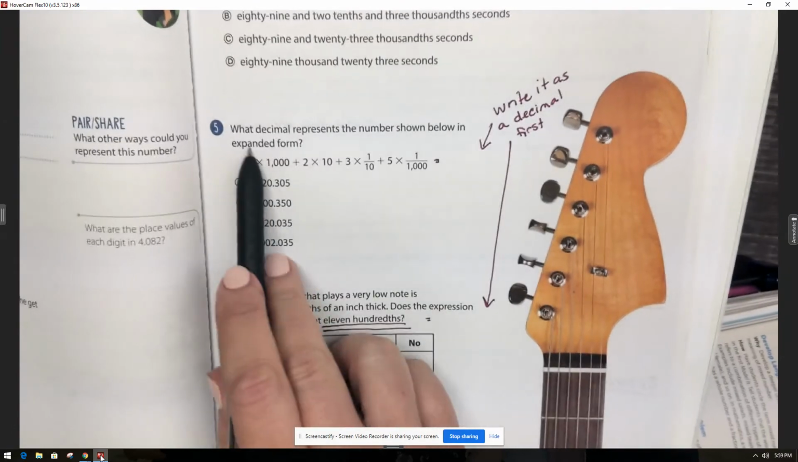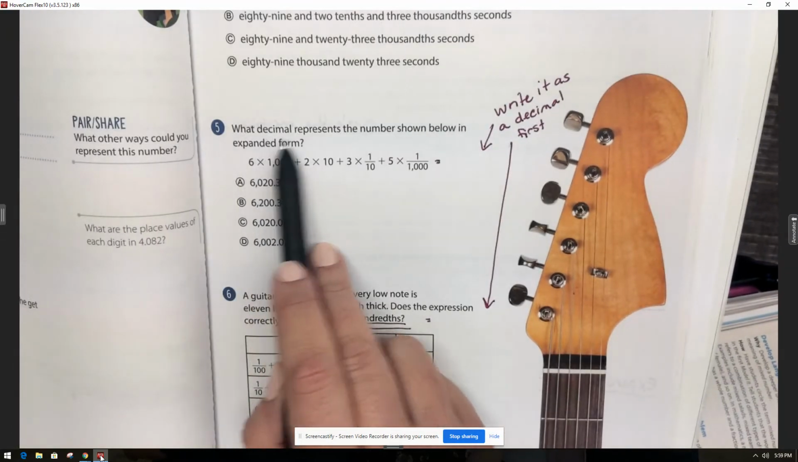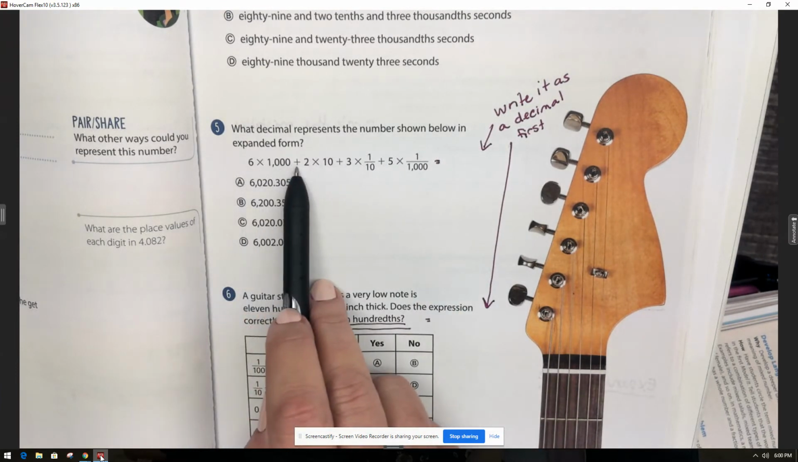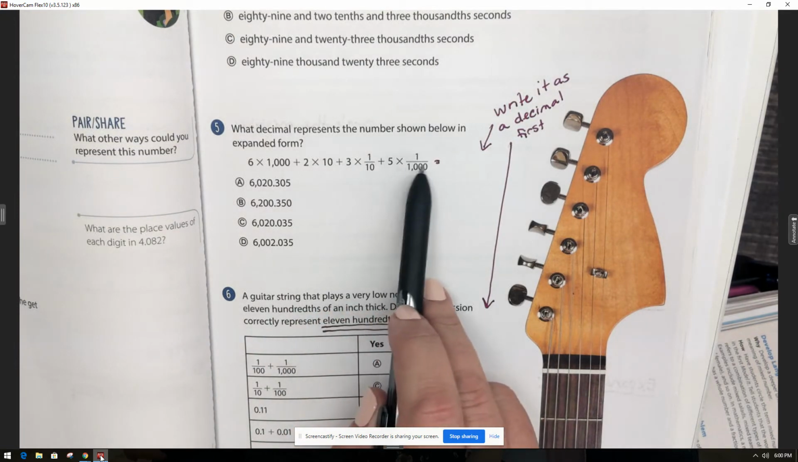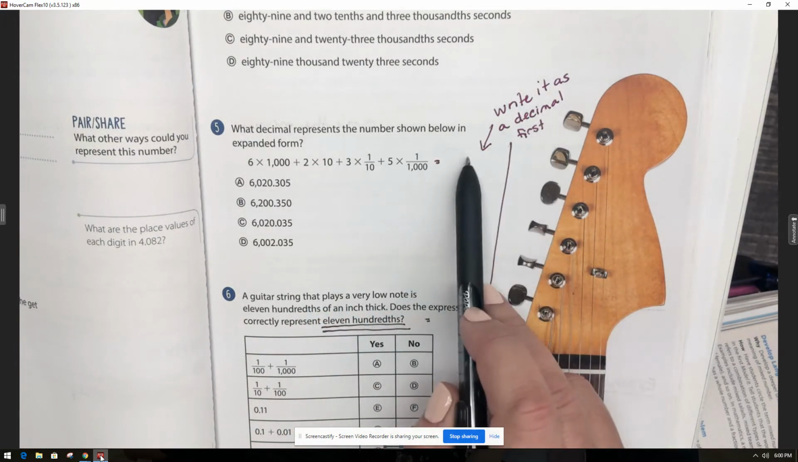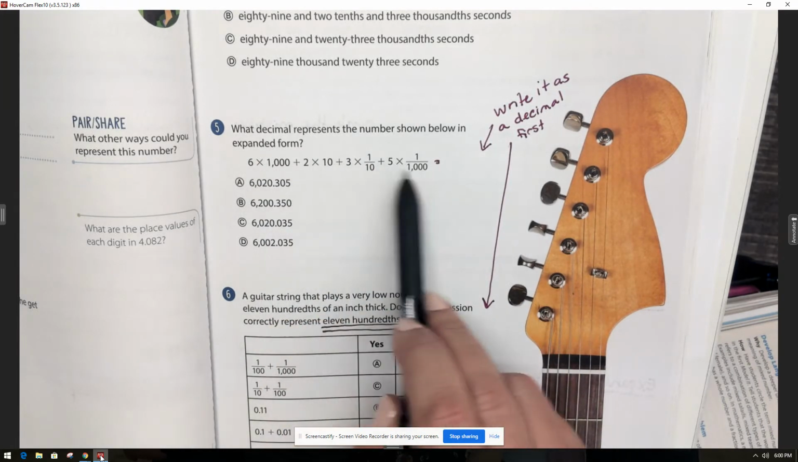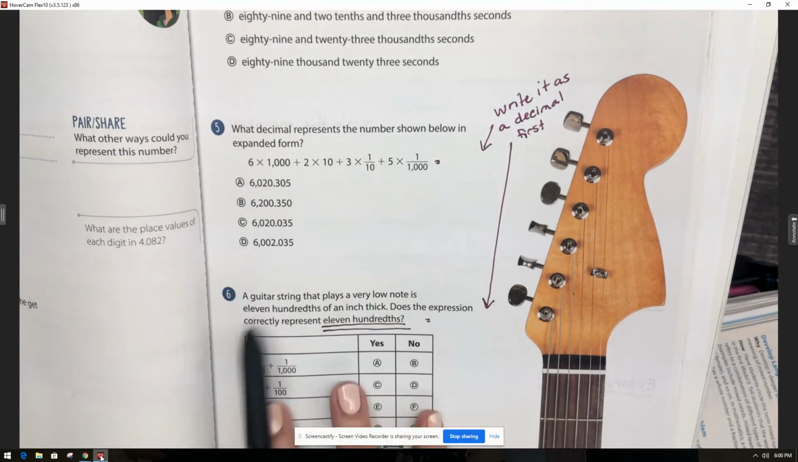Number 5, only one of these is correct. Number 5, which decimal represents the number shown below in expanded form? So 6 times 1,000 plus 2 times 10 plus 3 times 1/10 plus 5 times 1/1000th. It would help if you write it as a decimal first over here, just looking at the numbers, and then you're going to match it up with one of these decimals.